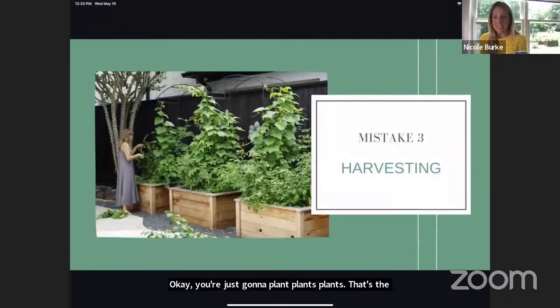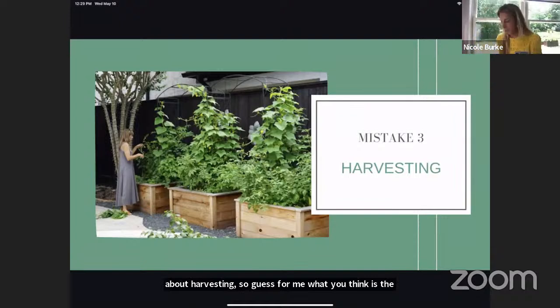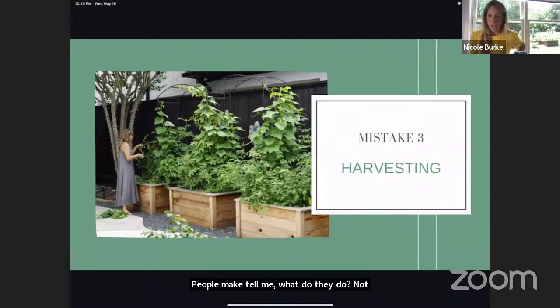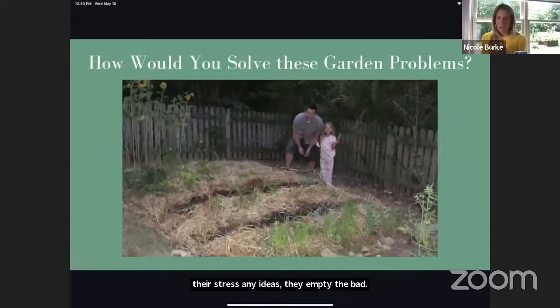All right, we're into mistake number 3 now. This is about harvesting. So guess for me what you think is the biggest mistake I see as people take care of their gardens. When people are taking care of their gardens, what is the biggest mistake people make? Tell me, what do they do? Not harvesting enough, not harvesting every day. I'm at a loss. I don't know. Wait too long to harvest all at once? What about taking care of the plants when there's stress? Any ideas? They empty the bed. Oh, not harvesting enough.